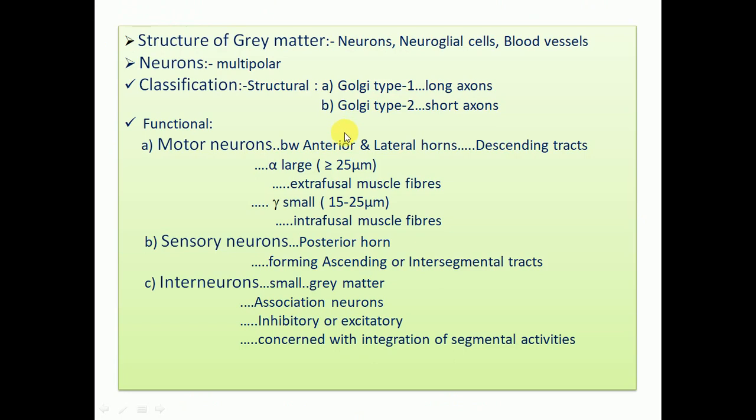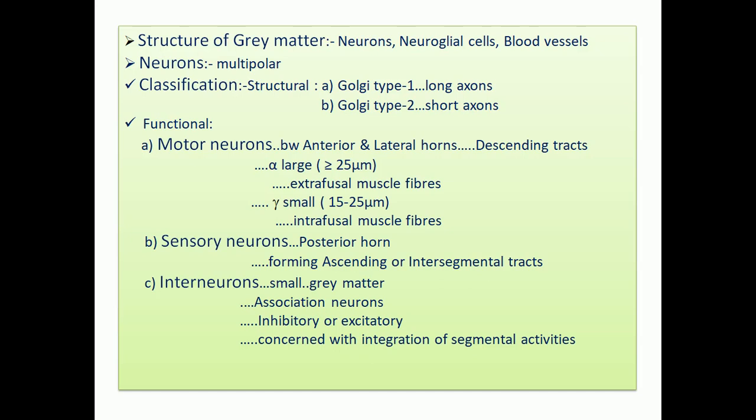Now we discuss the structure of the grey matter. Like other structures of the CNS, it also contains neurons or nerve cells, neuroglial cells, and blood vessels. Neurons here are mostly multipolar in nature. According to this, they are classified in two ways, structurally and functionally. Structurally it is again divided into two parts, Golgi type 1 and Golgi type 2.